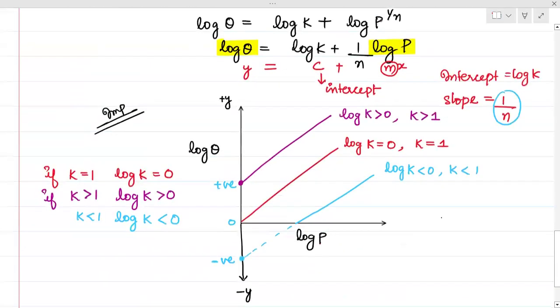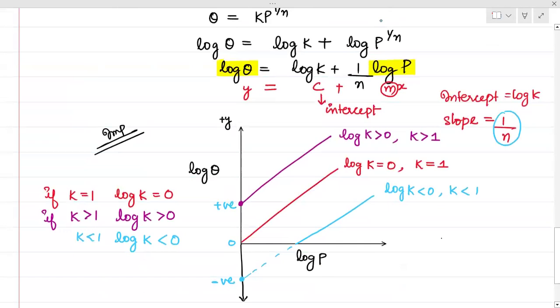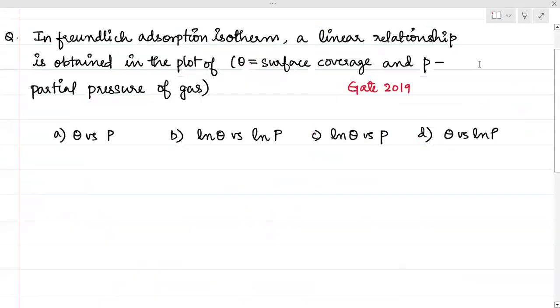Okay. So why am I stressing on it? Because we have got a question before as well. So let's try to do some questions and wind up the session. See, in Freundlich adsorption isotherm, a linear relationship is obtained in the plot of what is the question? So see, theta versus p.